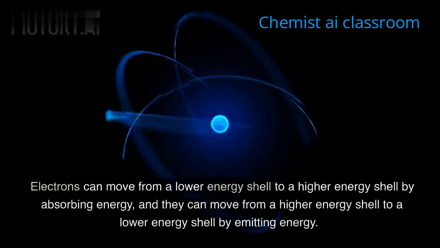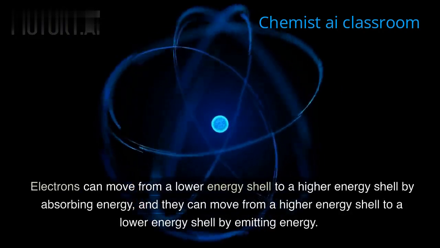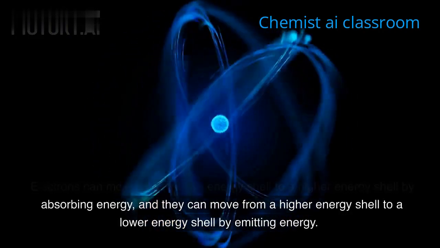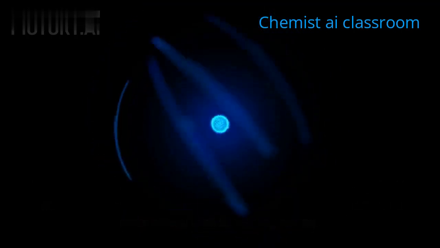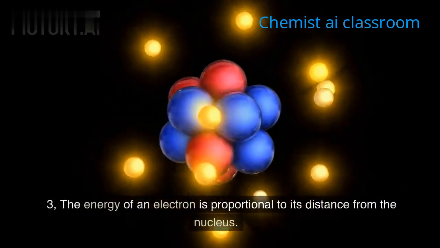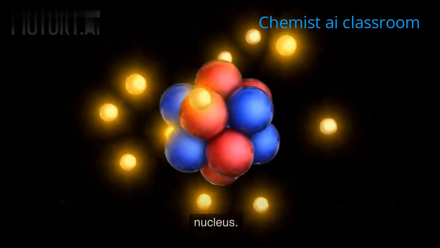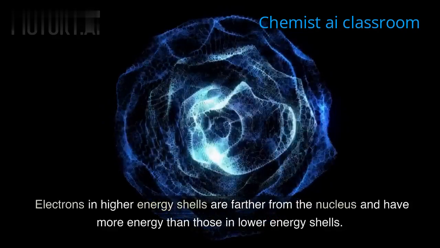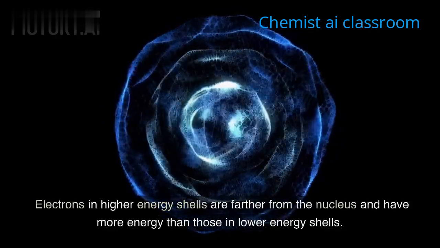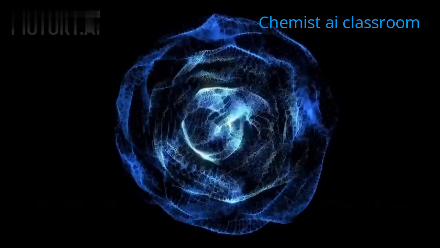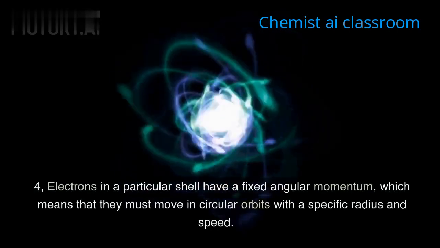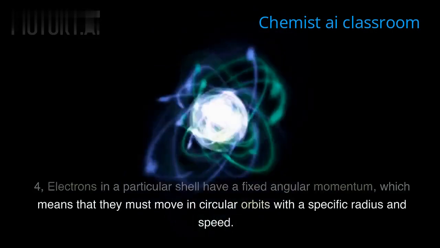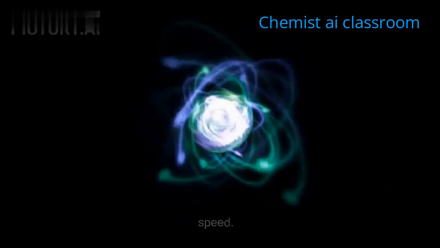Electrons can move from a lower energy shell to a higher energy shell by absorbing energy, and they can move from a higher energy shell to a lower energy shell by emitting energy. 3. The energy of an electron is proportional to its distance from the nucleus. Electrons in higher energy shells are farther from the nucleus and have more energy than those in lower energy shells. 4. Electrons in a particular shell have a fixed angular momentum, which means that they must move in circular orbits with a specific radius and speed.